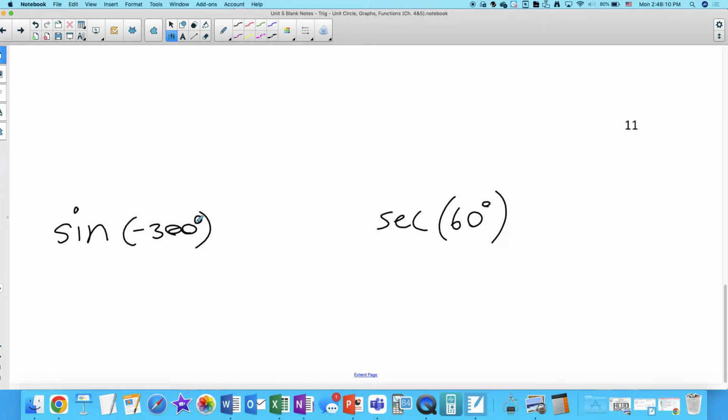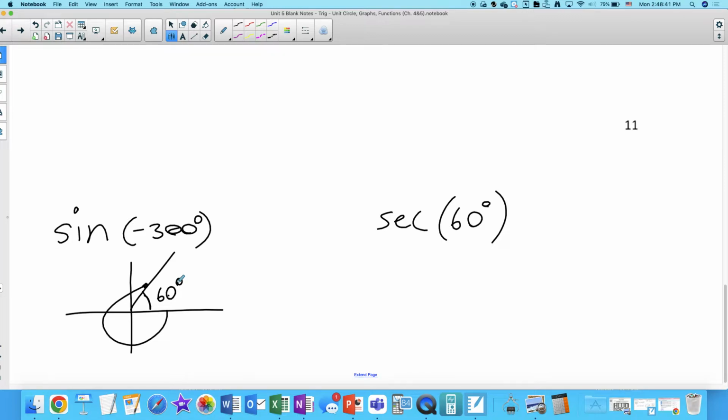Okay. So the sine of negative 300, if it's negative, we got to go the other way. So where's that going to end up? Yeah, in quadrant 1. And what's this angle over here? 60 degrees. Yeah. So in fact, the sine of negative 300 is going to be the same as the sine of 60 because they have the same terminal arm.